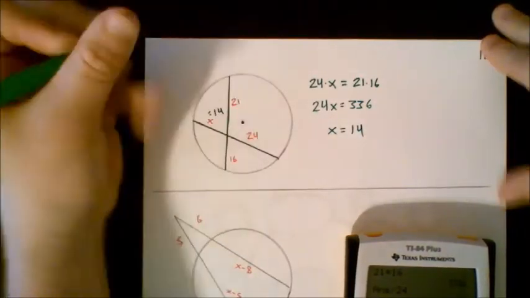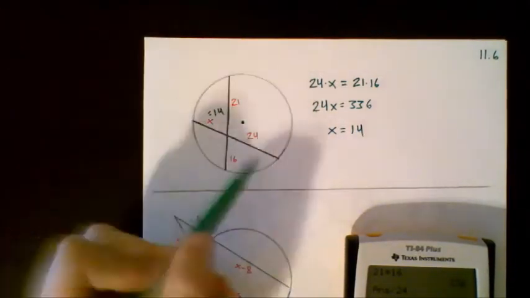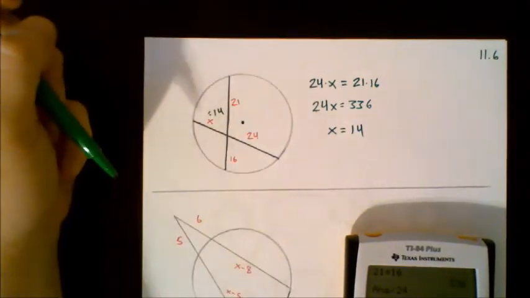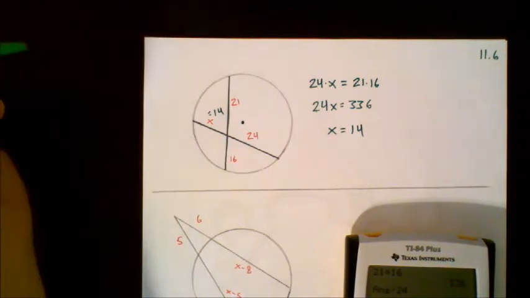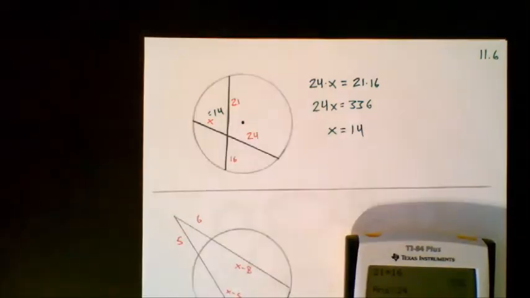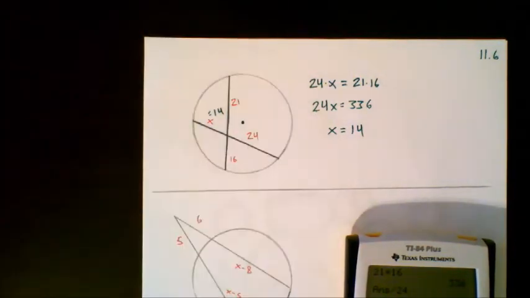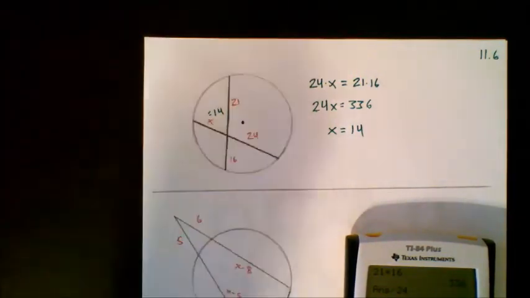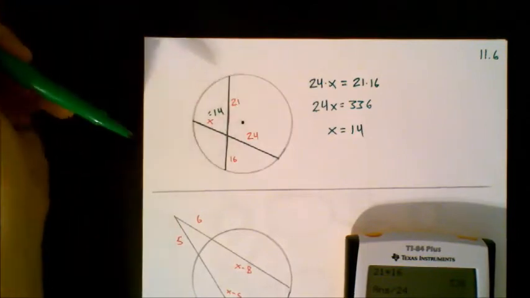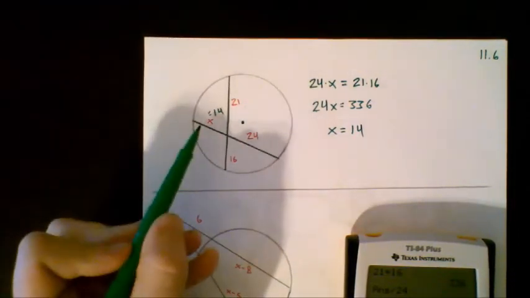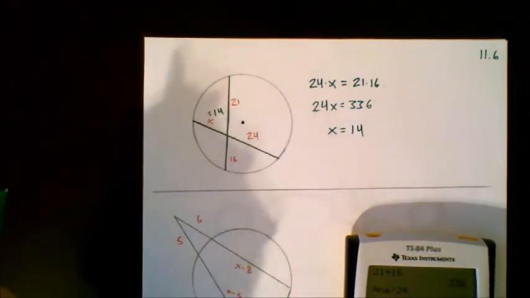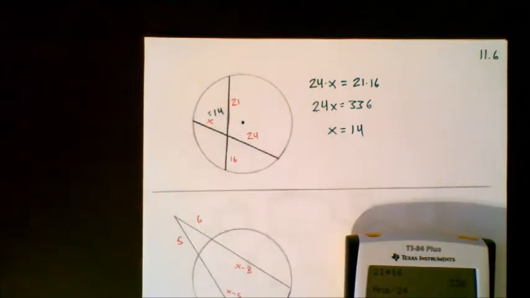Okay? So whenever we multiply two chords together, we should have a constant number inside of a circle. So 24 times x is always going to equal 21 times 16. So just take the two numbers on the same chord, multiply them together, and set them equal to the two numbers that multiply on the other chord.